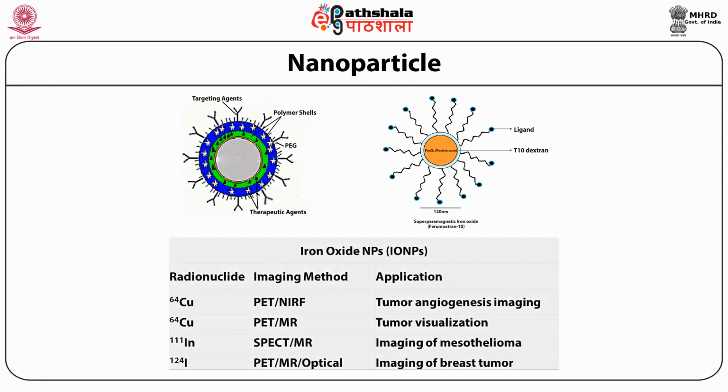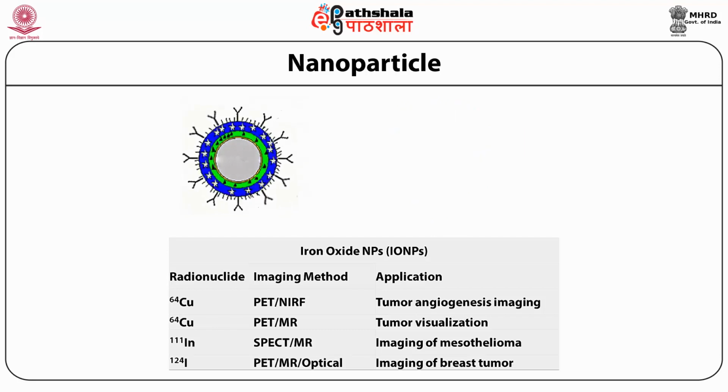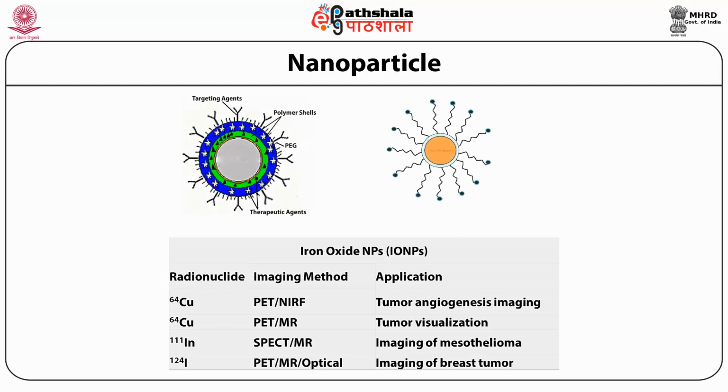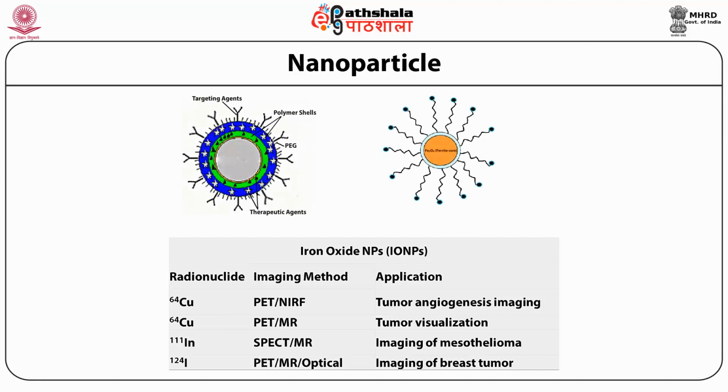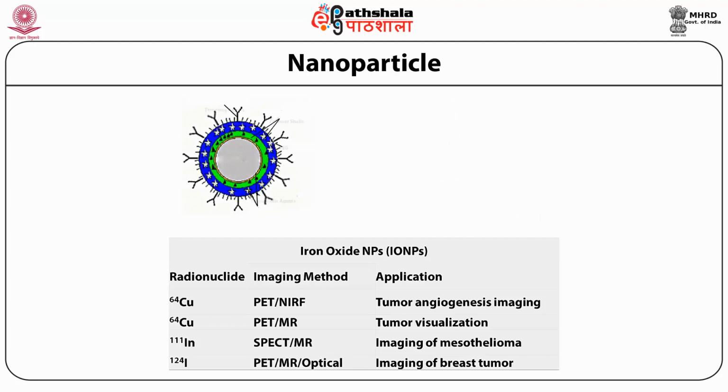Functionalization of these nanoparticles with a specific radionuclide, for example copper 64, indium 111 and iodine 124, is used in imaging of different tumor cells. They are used for tumor angiogenesis, for tumor visualization or imaging of mesothelioma, or imaging of breast cancer using optical techniques.